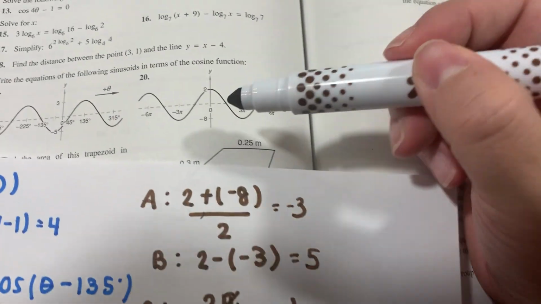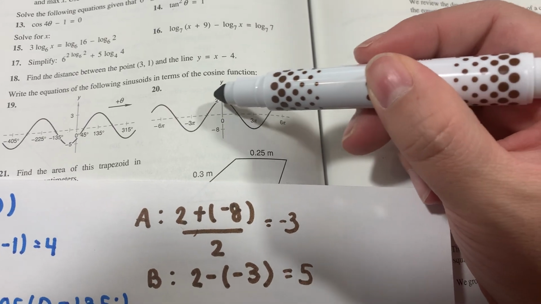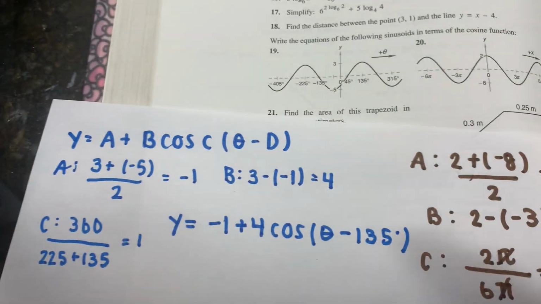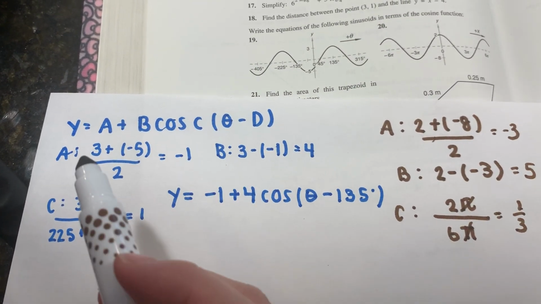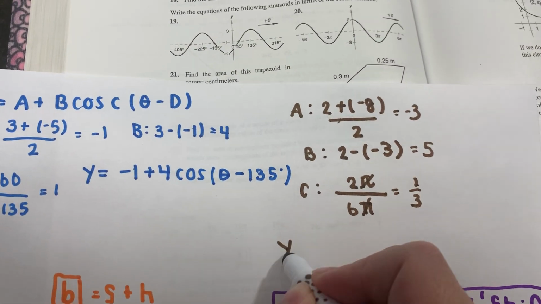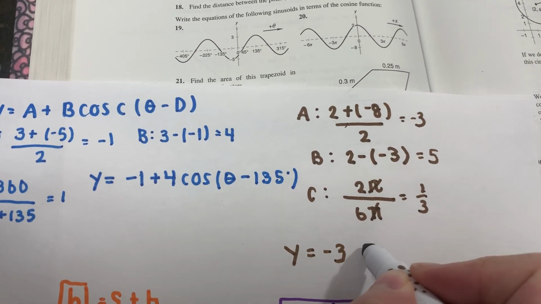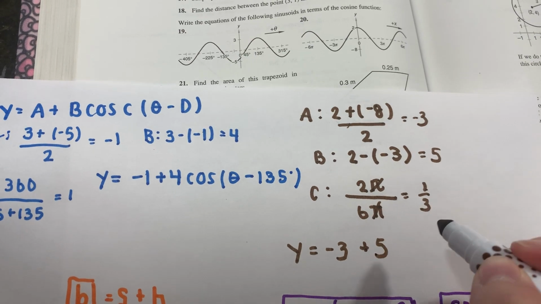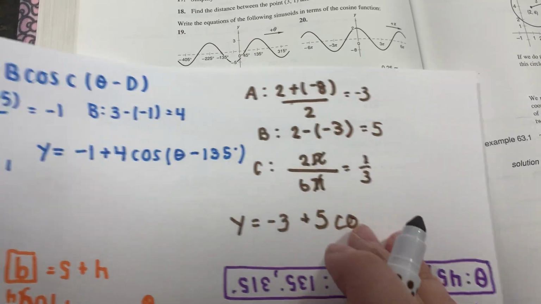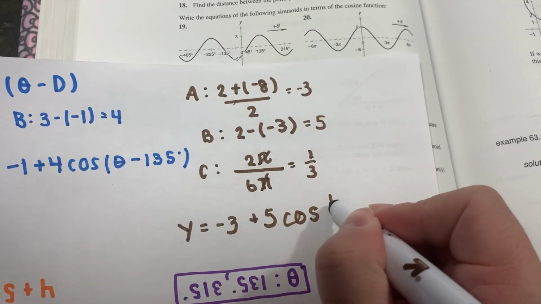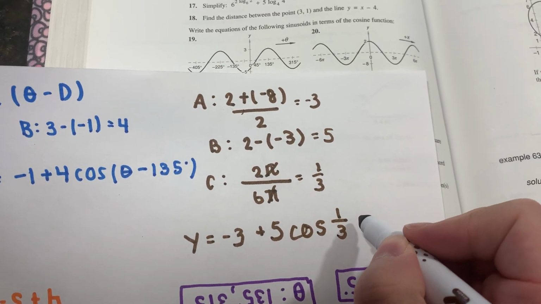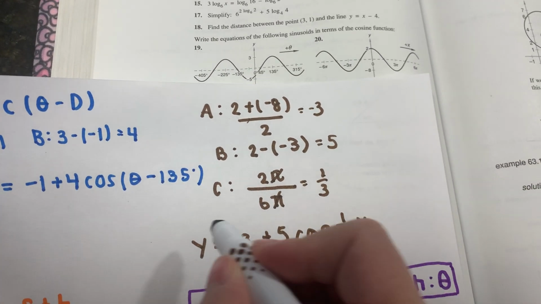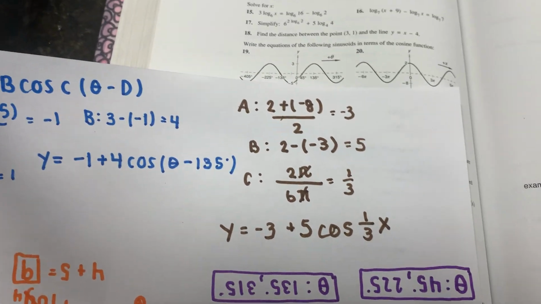Now I don't have a phase shift because this is already a positive cosine function. So my answer is just going to go back to that equation right there, which is going to be y is equal to -3 plus 5 cosine of 1/3 x, and it would just be x because we don't have a phase shift, and that would be your result.